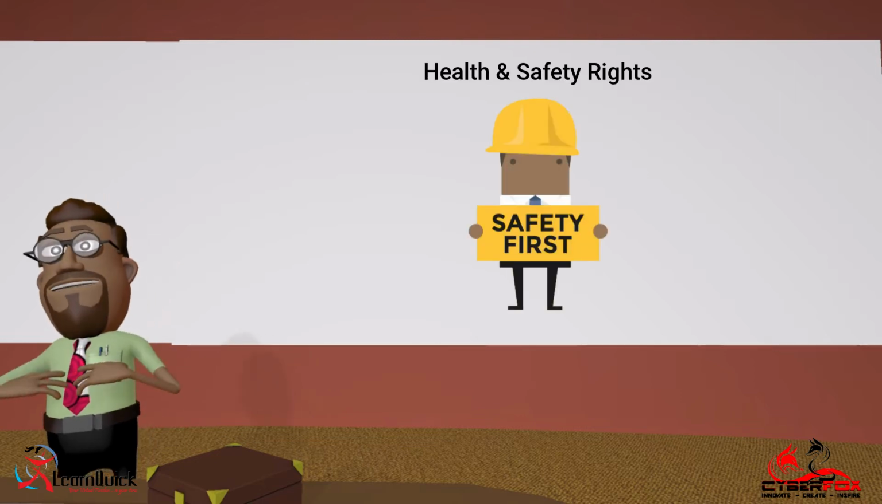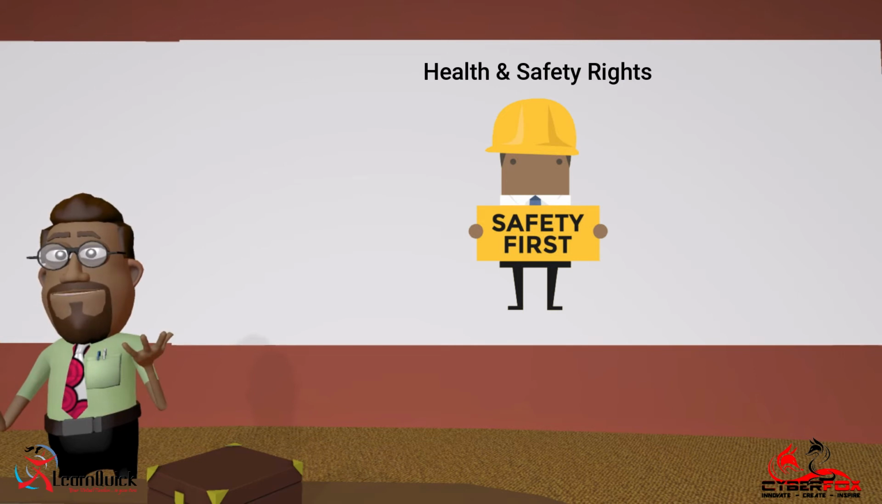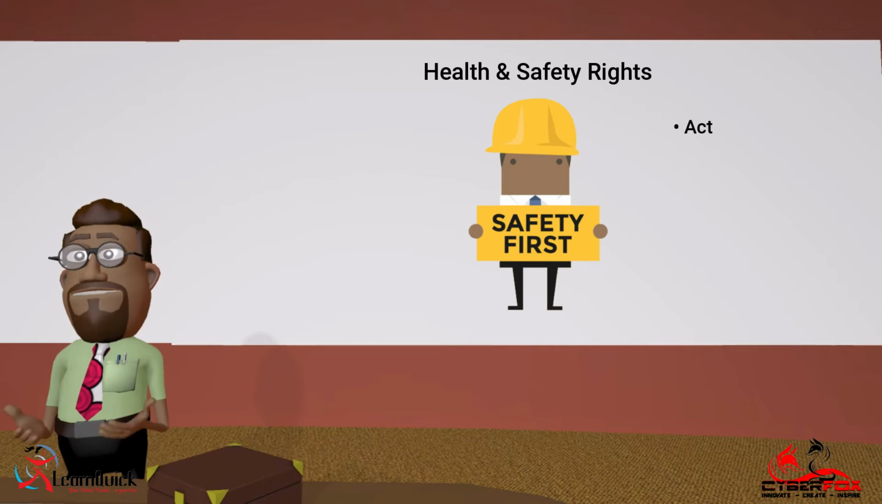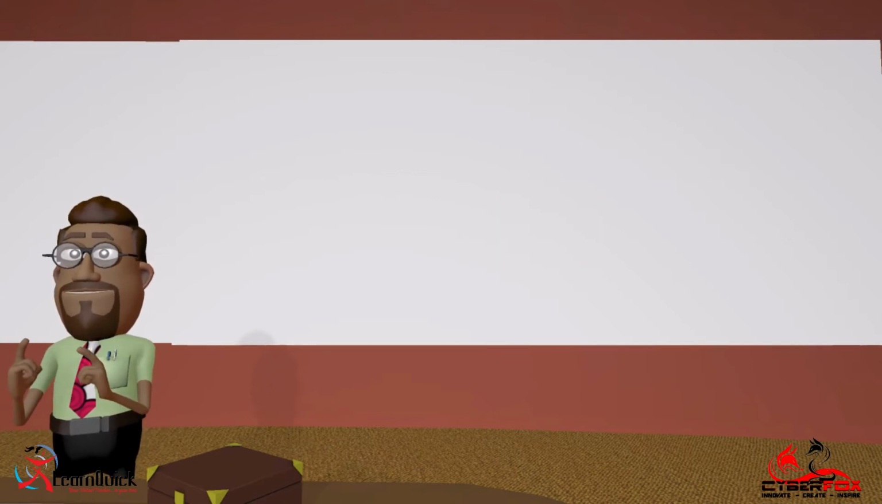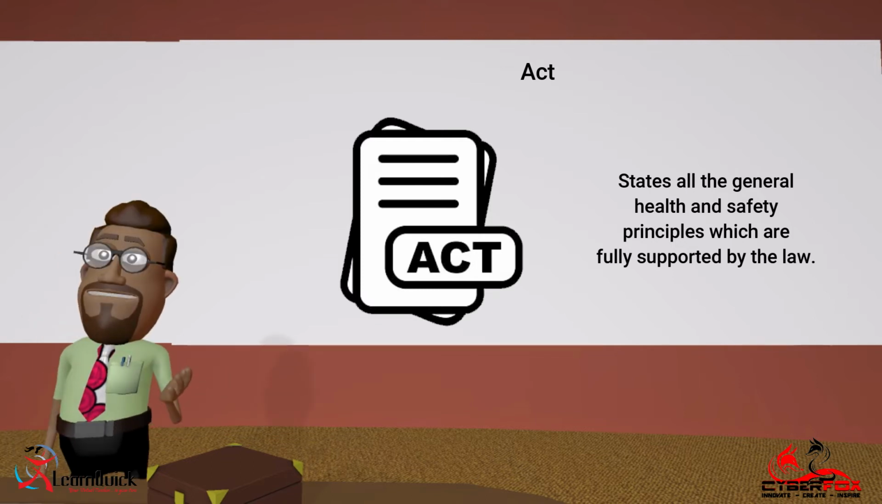Basic health and safety rights in a workplace are provided by legislation. They commonly use four terms, which are Act, Regulation, Code of Practice, and Guide. The Act states all the general health and safety principles which are fully supported by the law. They are made or approved by the Parliament or the government.